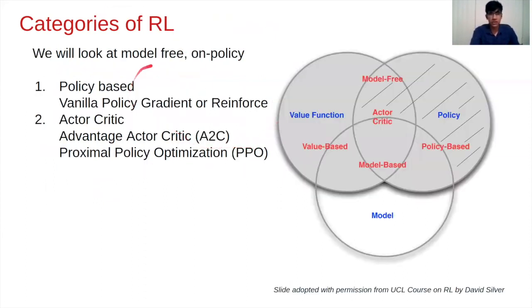So based on these criteria, there are really many RL algorithms, but we are just going to look at this shaded region, these 45-degree lines. We are just going to look at model free methods, and we are going to look at policy based algorithms and actor critic algorithms. In policy based, we will look at an algorithm which is called vanilla policy gradient, also called REINFORCE. It sounds like reinforcement learning. And the second thing that we are going to look at is actor critic. In actor critic, we are going to look at two kinds of algorithms. One is called advantage actor critic, A2C, and the second is called proximal policy optimization, PPO.